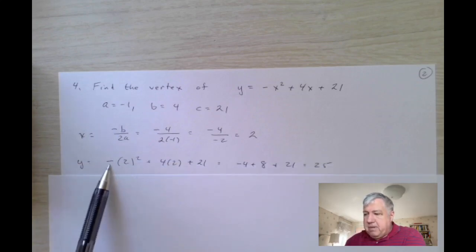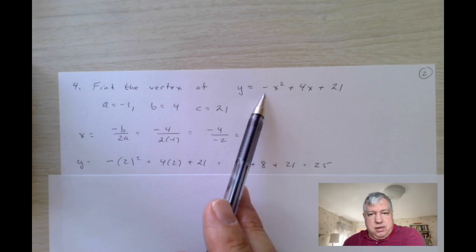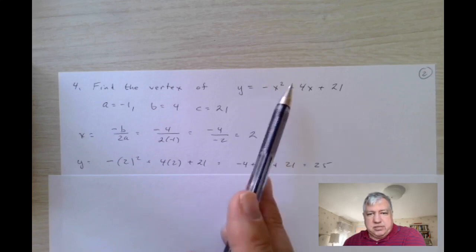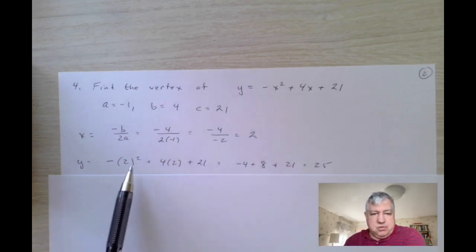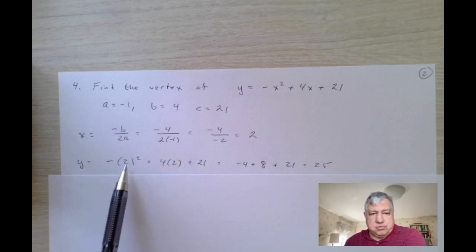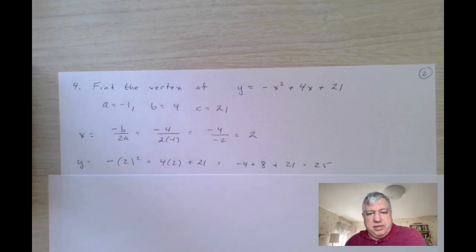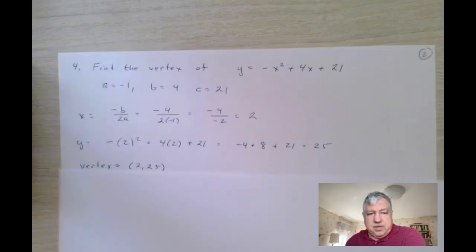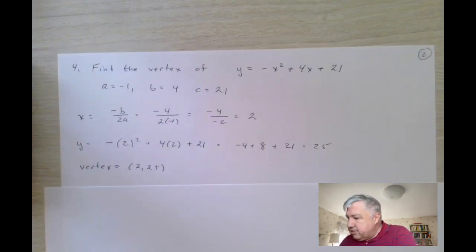Just remember this minus sign here doesn't apply. You're not changing the sign of x, you're changing the sign of x squared. So you're not squaring negative 2, you're squaring 2 and then multiplying it by negative 1. So you get negative 4 plus 8 plus 21, which is 25, and so the vertex is 2, 25.